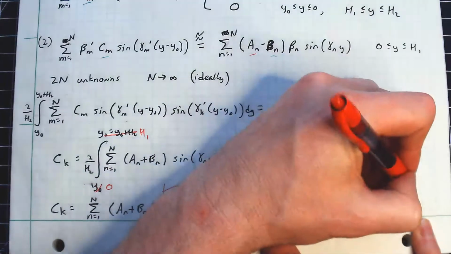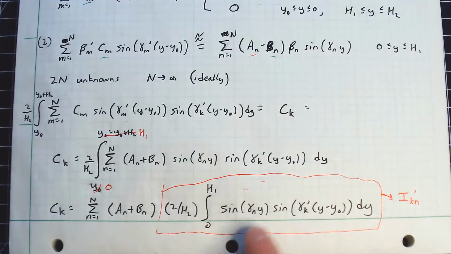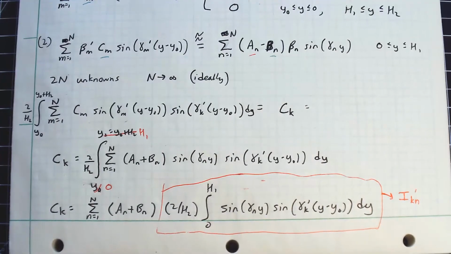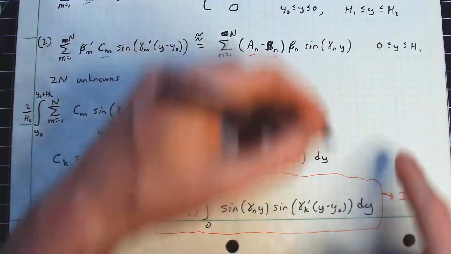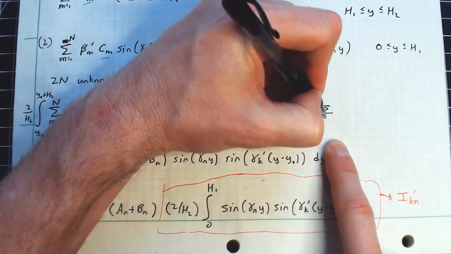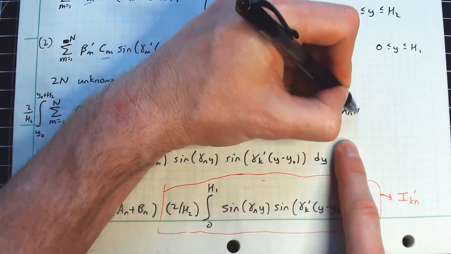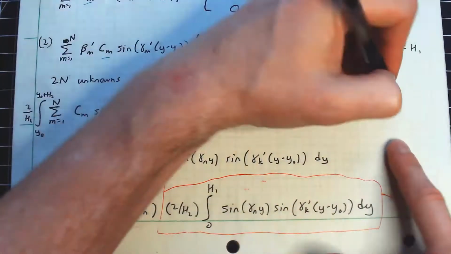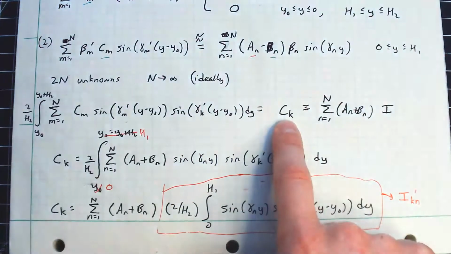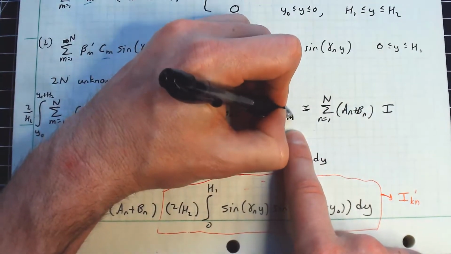I'm going to put a prime there to indicate it's for the second region, okay? So if we then rewrite all that one more time, I'm going to put it up over here. C sub k is just the summation from n equals 1 to N, a sub n plus b sub n, and then I'm going to have this I sub, and instead of k now, it makes a little more sense to just change this index back to m.